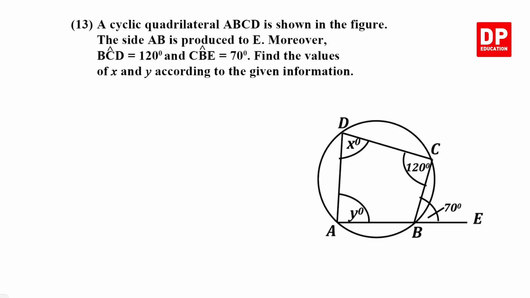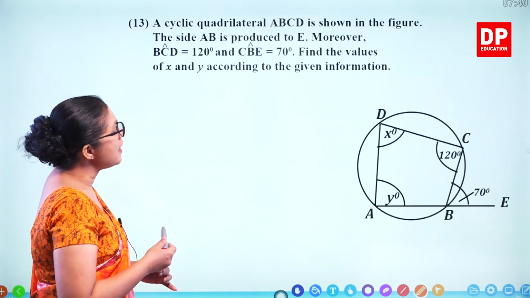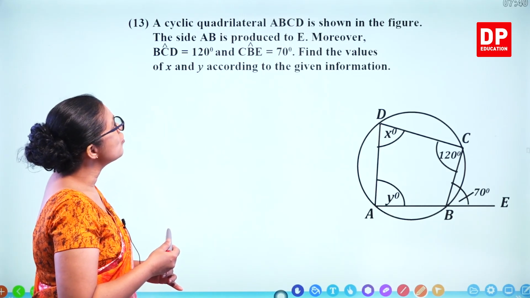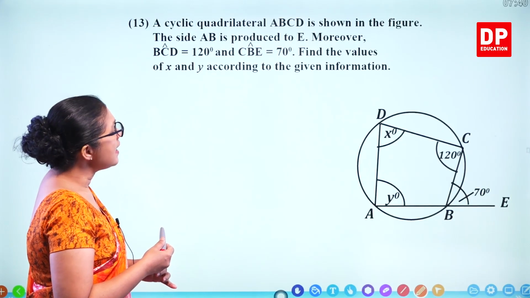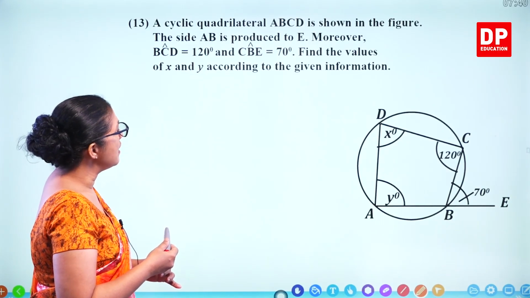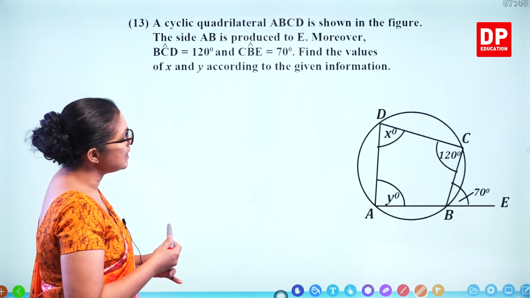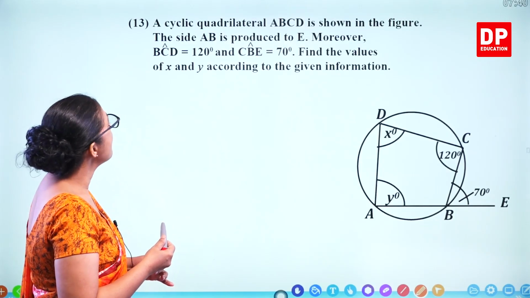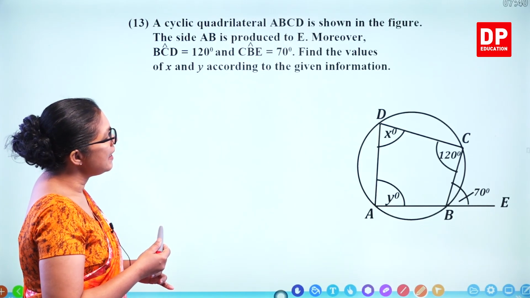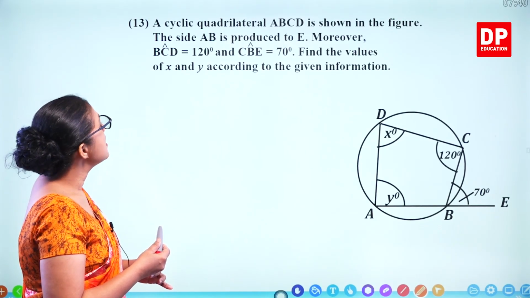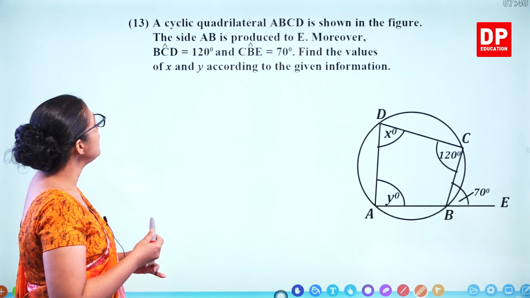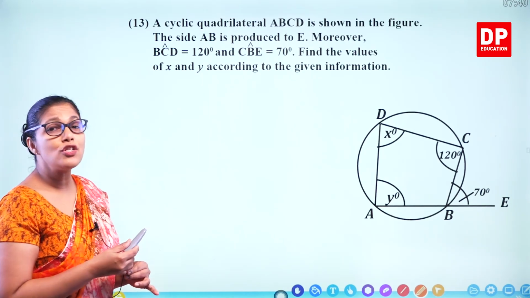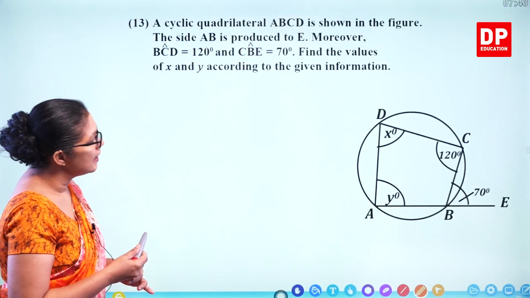Question number 13. A cyclic quadrilateral ABCD is shown in the figure. The side AB produced to E. Moreover, BCD is 120 and CBE is 70 degrees. Find the values of X and Y according to the given information.